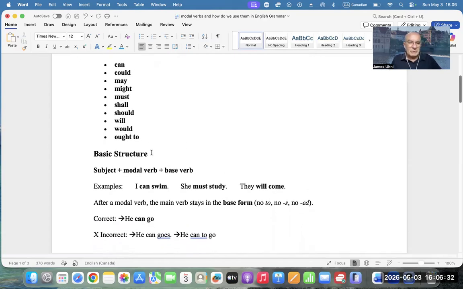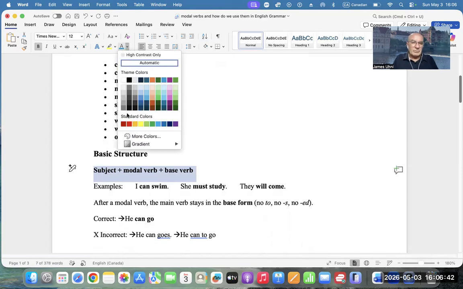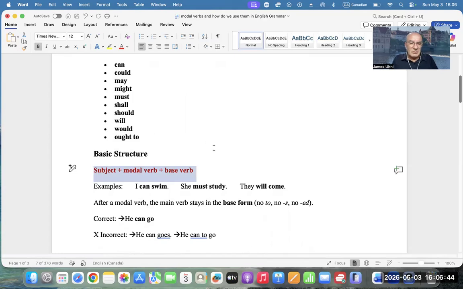So the basic structure is subject plus modal verb plus base verb. And that is very important for us to understand what we want to do. Again, subject, I; modal verb, can; base verb, swim.